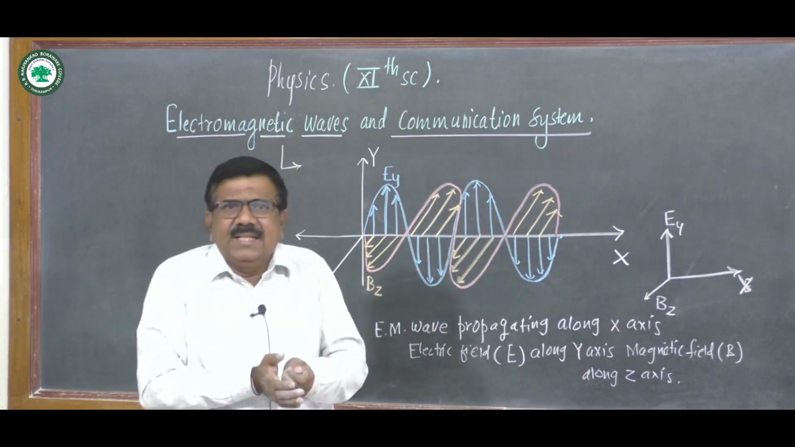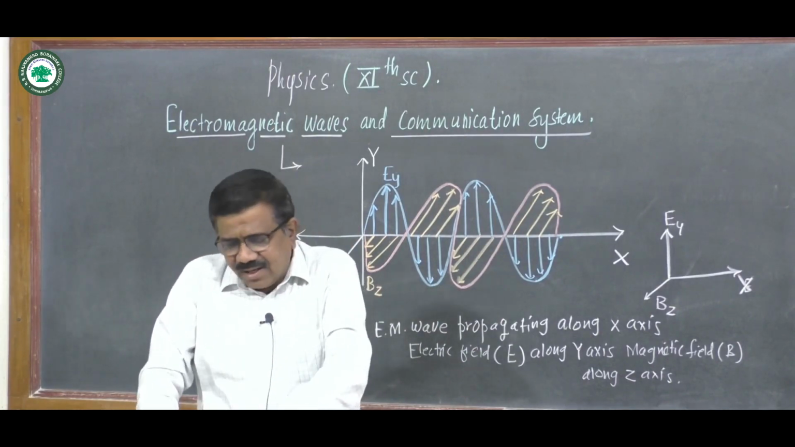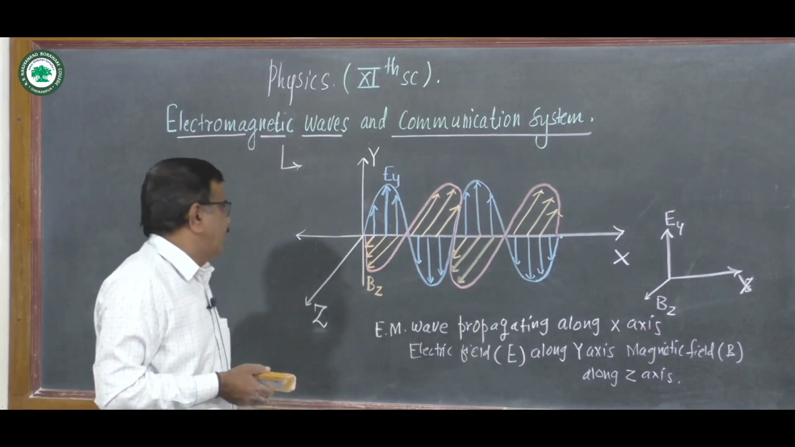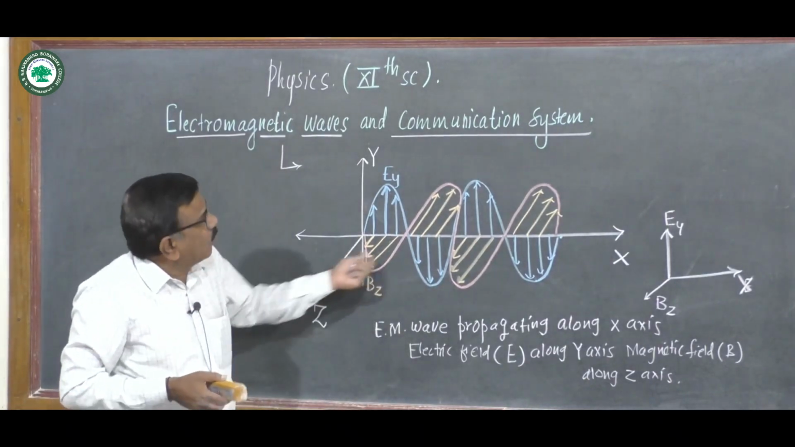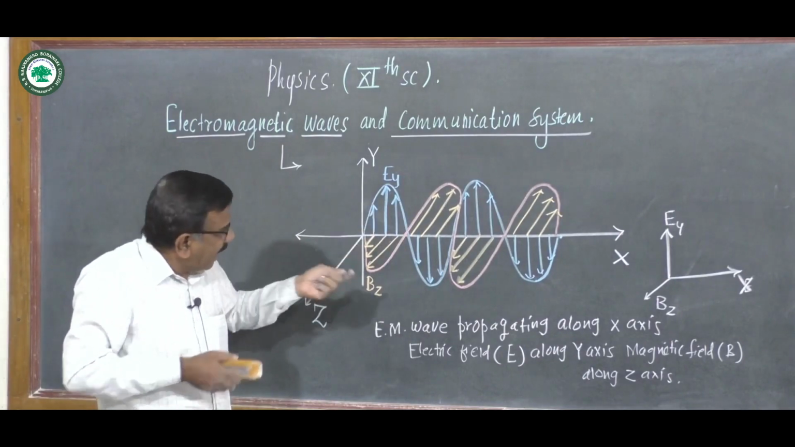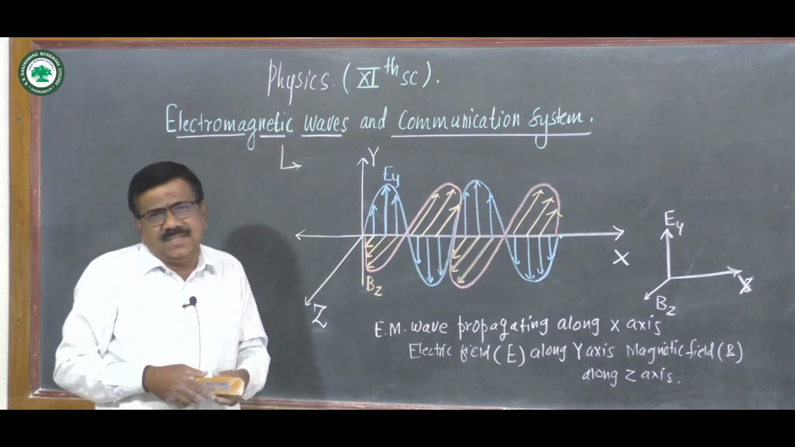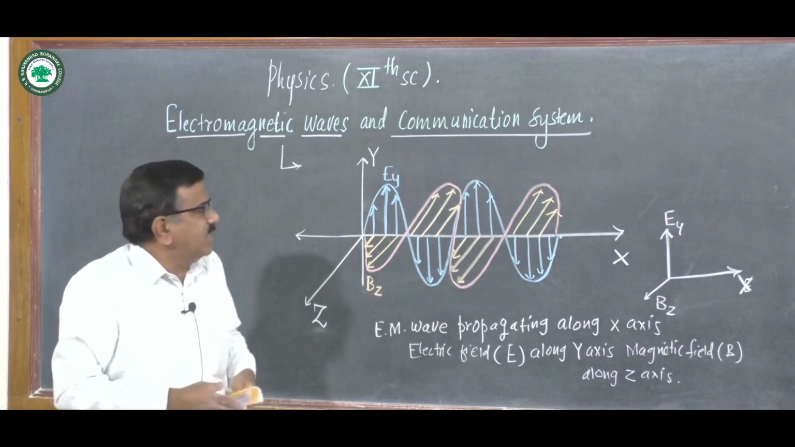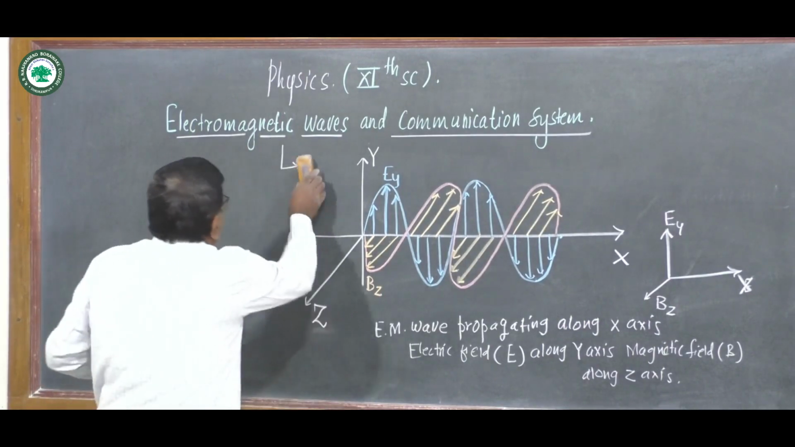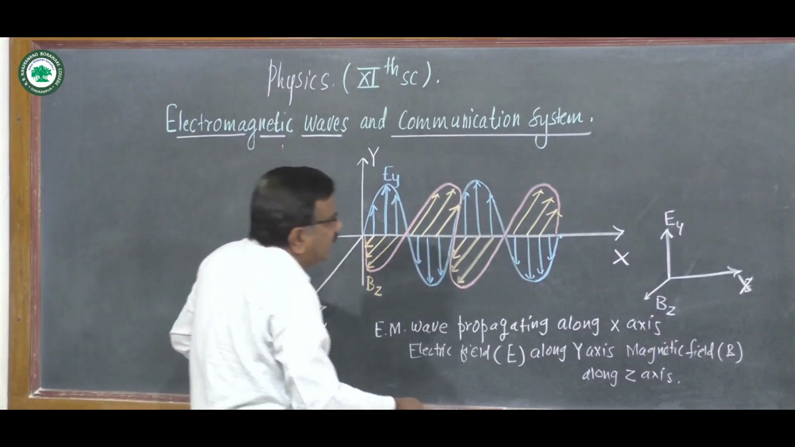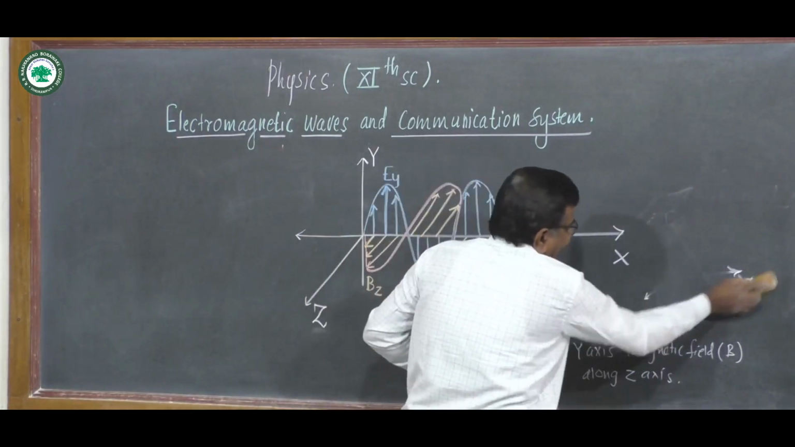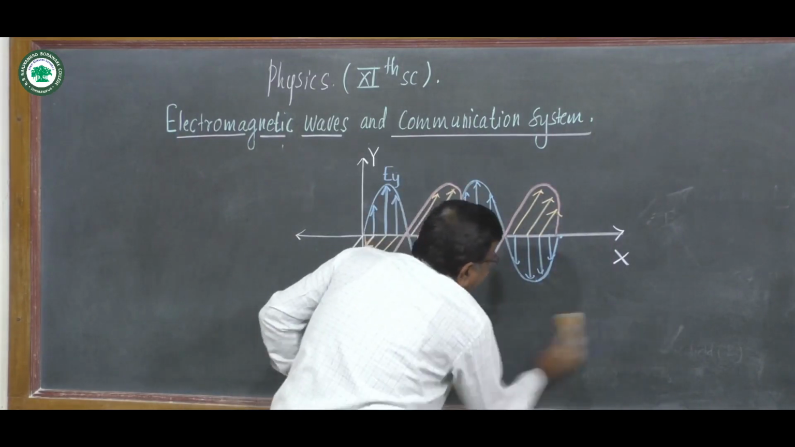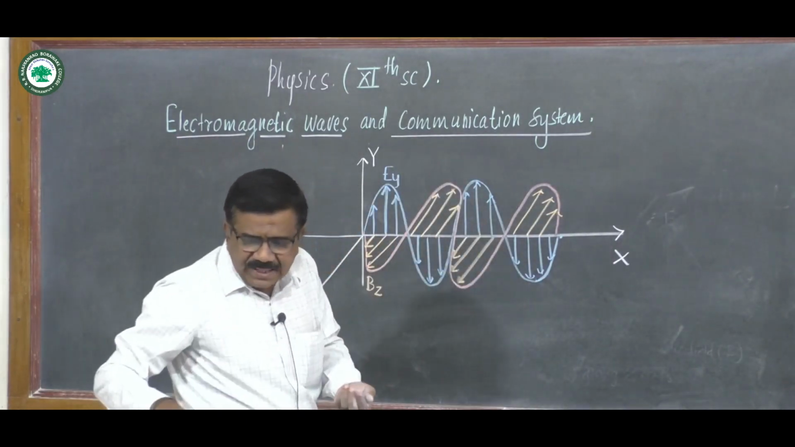Energy from the sun reaches the earth in the form of electromagnetic waves. So this is about the electromagnetic waves. Electric and magnetic fields are perpendicular to each other, and also perpendicular to the direction of propagation. Now we see some characteristics of these electromagnetic waves. The characteristics are very simple.